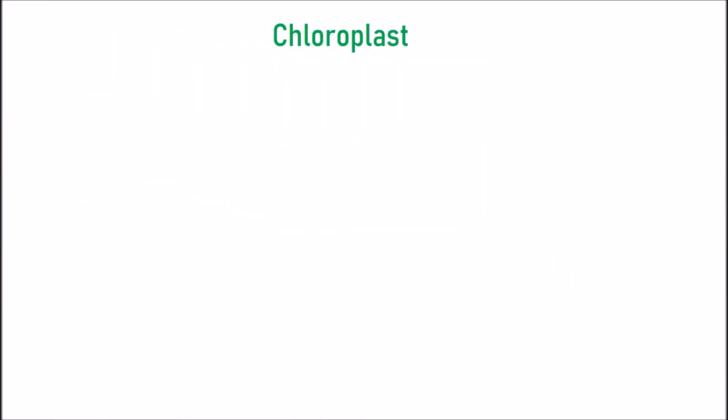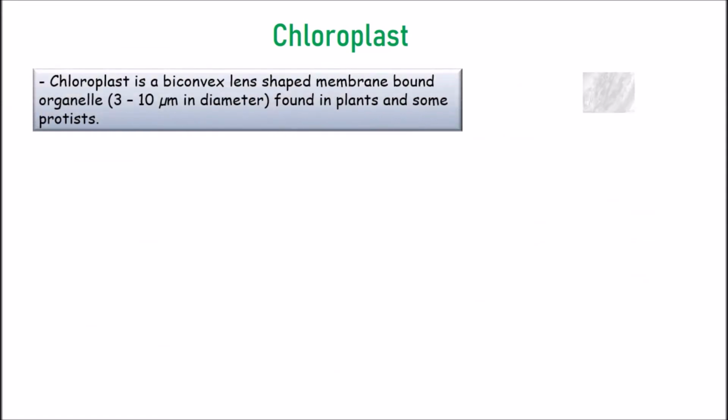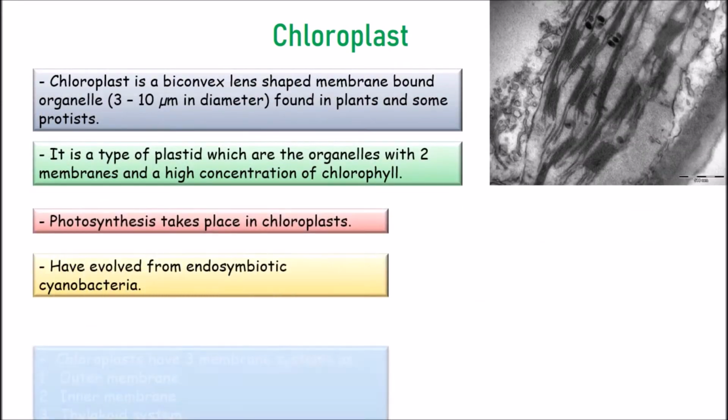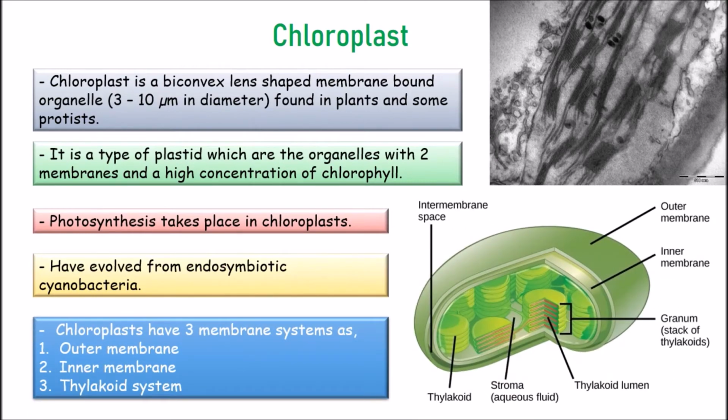Chloroplast. It is a biconvex lens-shaped organelle with two membranes which is found in plants and some protists. A chloroplast is a type of plastid characterized by its two membranes and a high concentration of chlorophyll. Chloroplast is the organelle that does photosynthesis. They are only found in plants, algae and in some protists. Chloroplasts are considered to have evolved from endosymbiotic cyanobacteria.